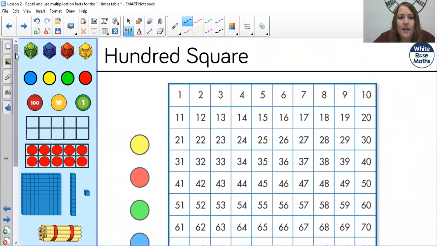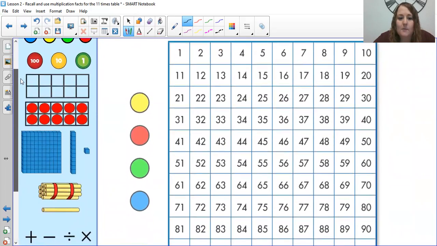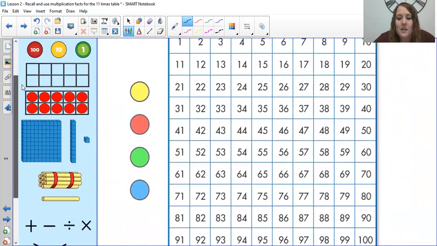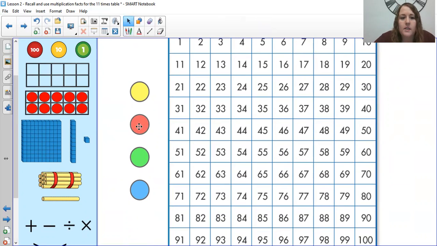Okay, I have my 100 square here then, and I'm going to scroll down. Hopefully you can see up to 100. Now I know with my 11 times table it goes over 100, so I'm not going to be able to have it all on here, but we will go as far as we can. So I'm going to start with 1 times 11, which is 11. I'm going to use my red dot for now. If I know 1 times 11, then I know 2 times 11 because I double. So the answer is, hopefully you're shouting 22 at me.